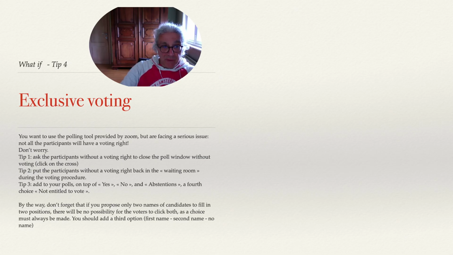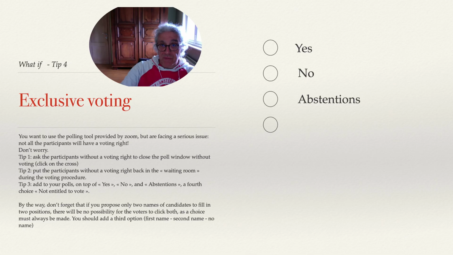Tip 3. Add to your polls, on top of the usual yes, no, abstentions, a fourth choice, not entitled to vote. By the way, don't forget that if you propose only 2 names of candidates to fill in 2 positions, there will be no possibility for the voters to click both, as a choice must always be made.